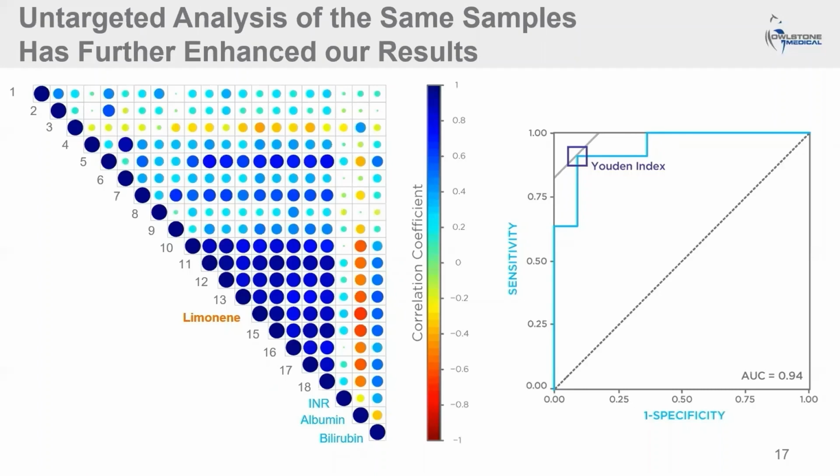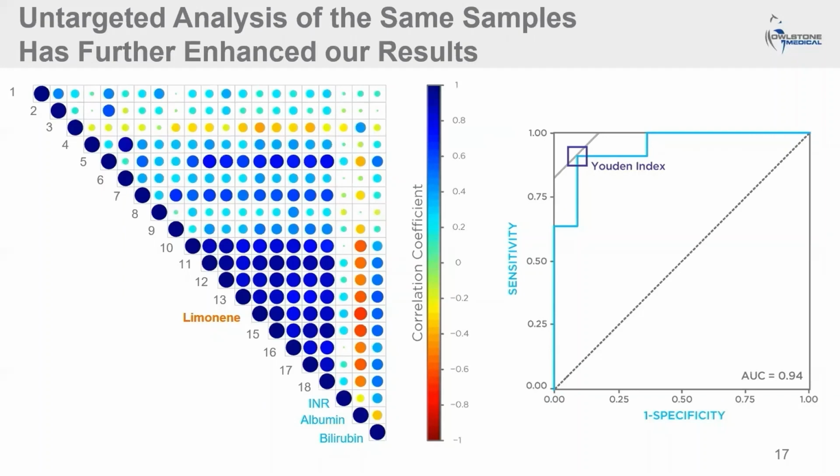So we applied a non-targeted method to profile VOCs in breath using the same samples derived from cirrhotic patients and controls taken from Owlstone's pan-cancer study. The non-targeted approach identified 270 additional VOCs, of which 18 were significantly different with liver cirrhosis.